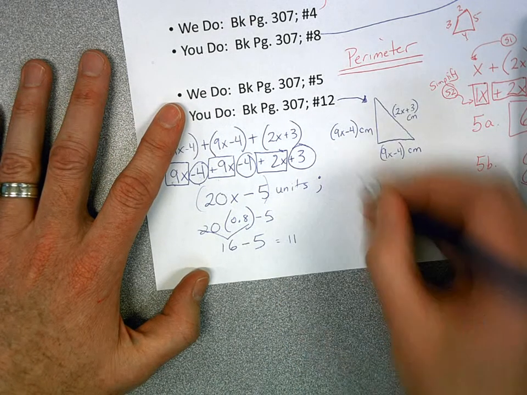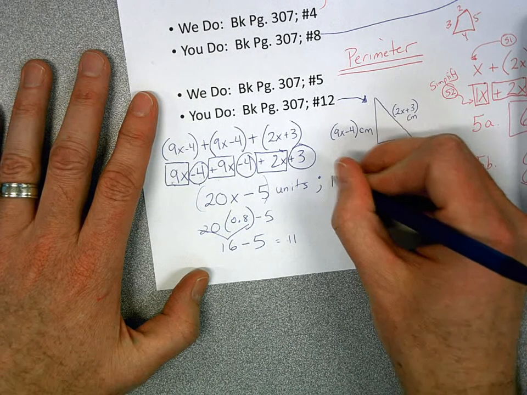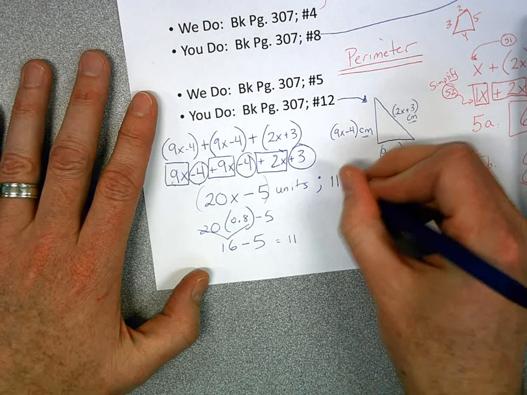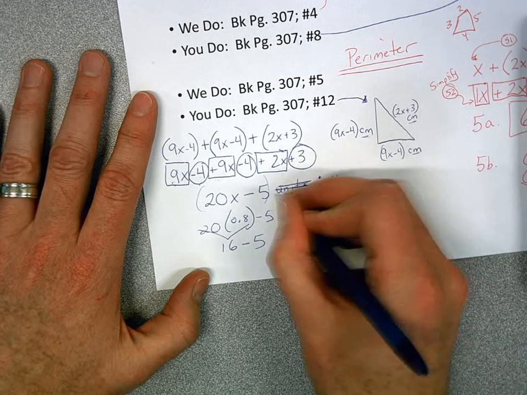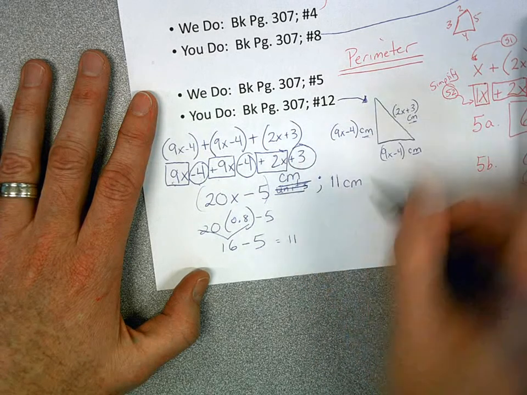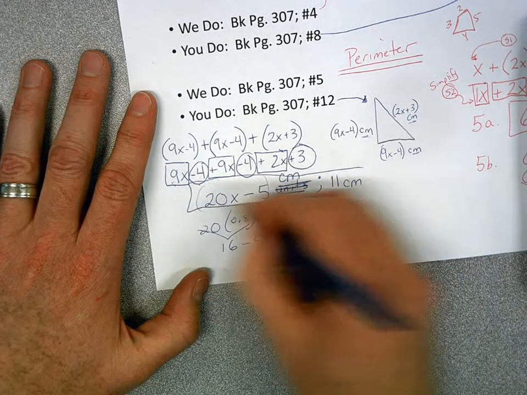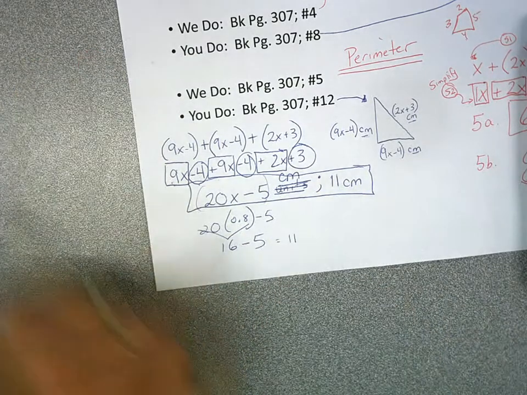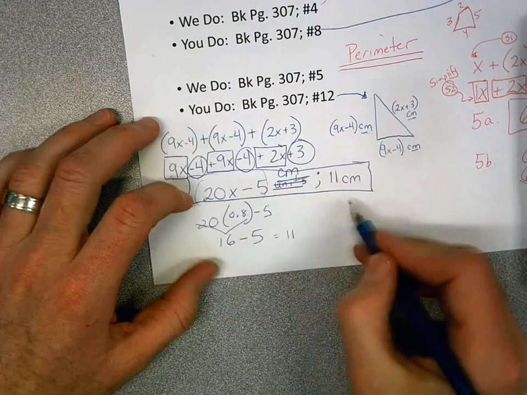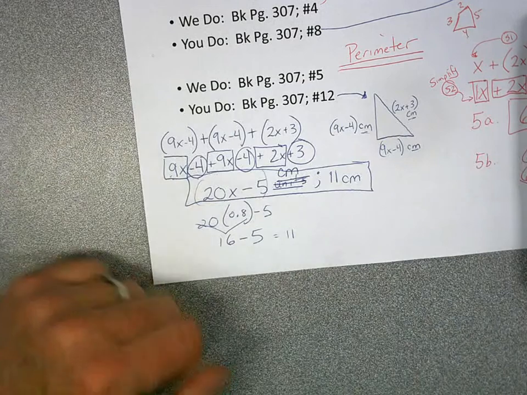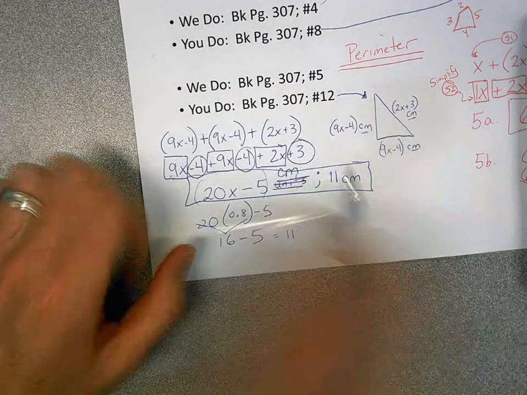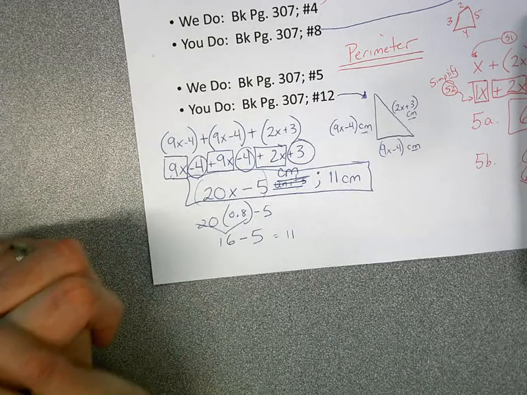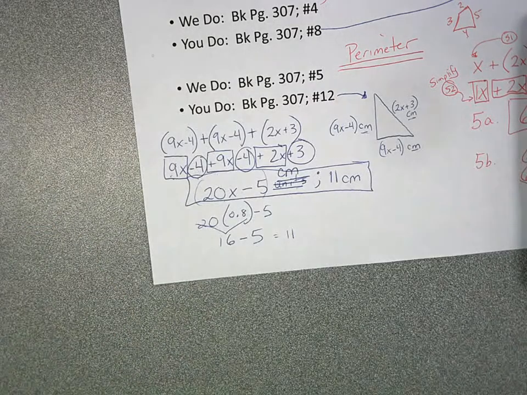In this case, 11. And you know what? It gave us specific units, right? It's centimeters, which means this isn't units, this is centimeters. And there is our generic simplified expression. And here, if the x equaled 8/10, the whole perimeter would be 11 centimeters. All right, and that is adding linear expressions.